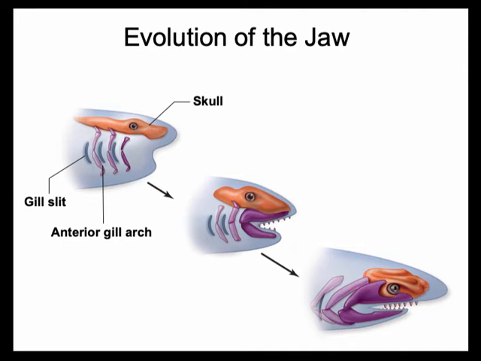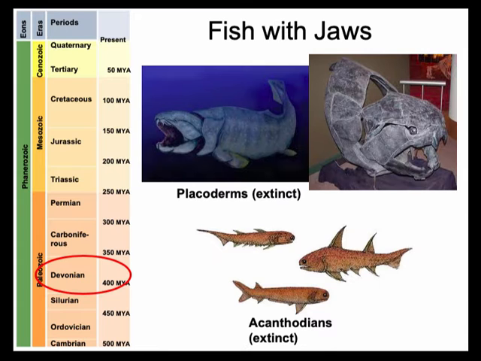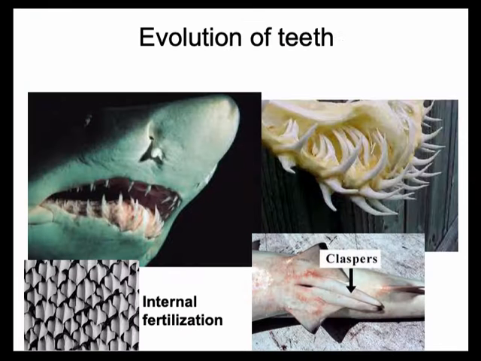We associate sharks with jaws. So some of the earliest fish to have evolved jaws were the placoderms and acanthodians that we can see in the fossil record from the Devonian period. Along with jaws, there was also the evolution of teeth, and teeth evolved from scales on the skin of the animal. We can still see those scales in sharks that have similar characteristics to teeth.